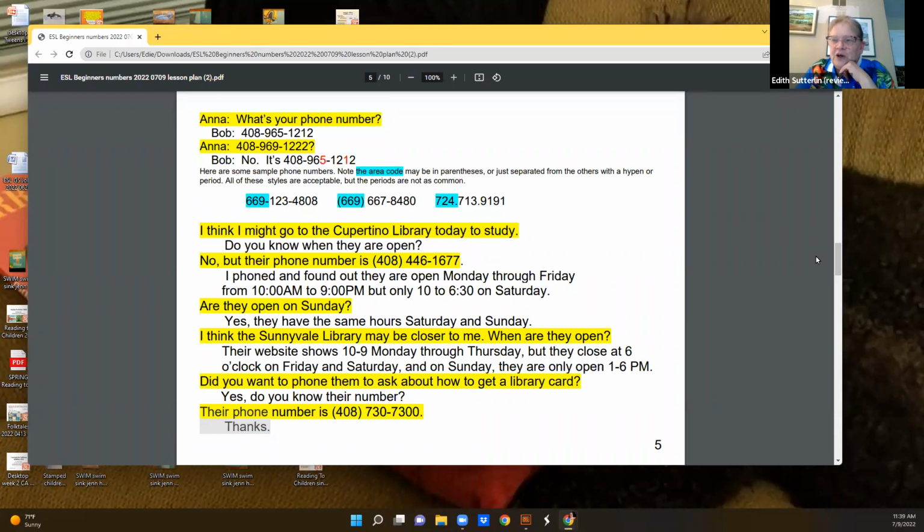I think I might go to the Cupertino Library today to study. Do you know when they are open? They is meaning the library. Even though it's a library, is it? You know when it's open? You could also say, you know when it's open, but I put they. Do you know when they are open?